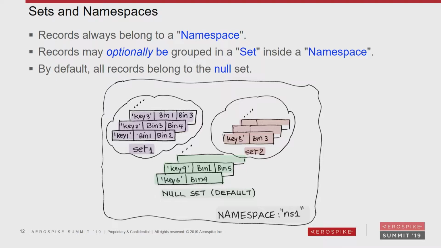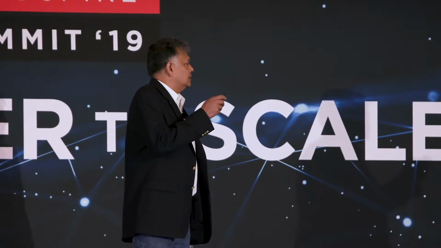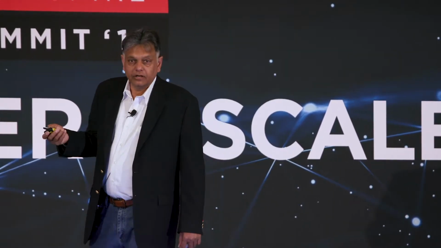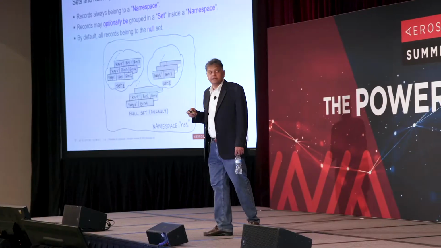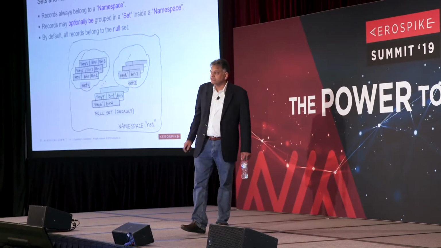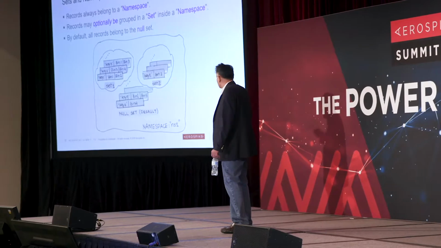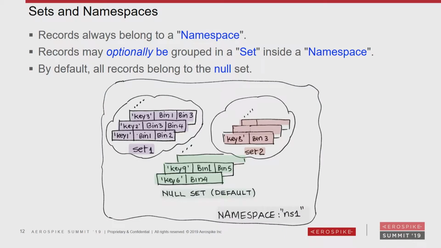Okay? Now, every record in Aerospike has to belong to a namespace. A namespace essentially is a storage definition. How do you want to store your record in Aerospike? Okay? And optionally, you can group your records in a set inside the namespace, and that's good for data modeling. Now, if you don't specify a set, then there is the default null set that all your records will go into. Okay? So that's the organization of the records inside a namespace. They always belong to a set. If you don't specify, it's the null set.